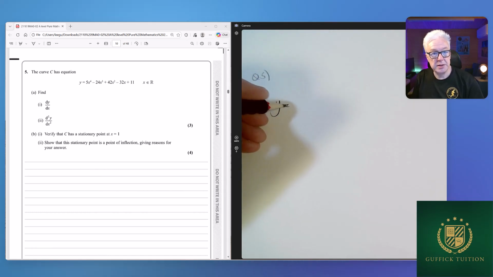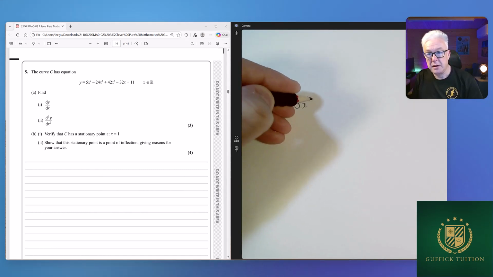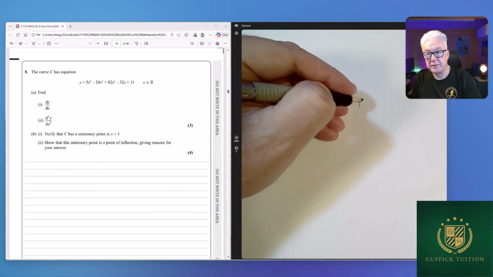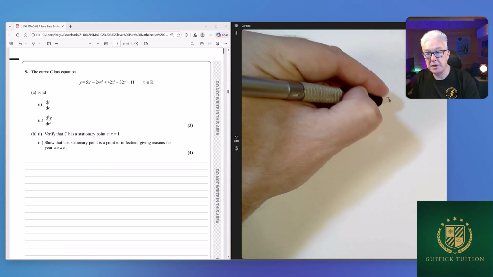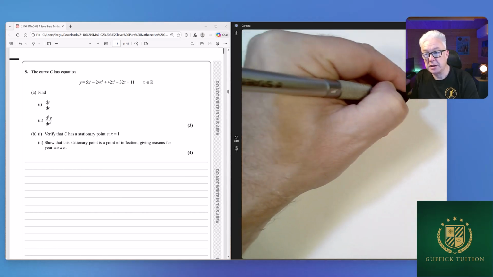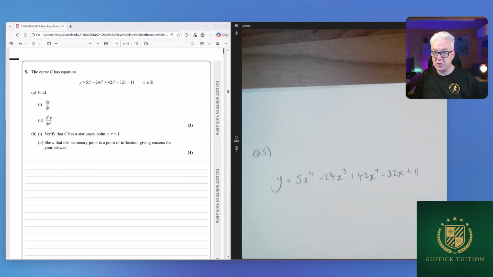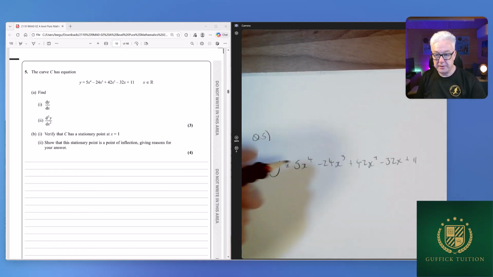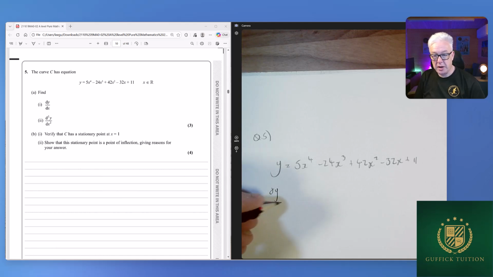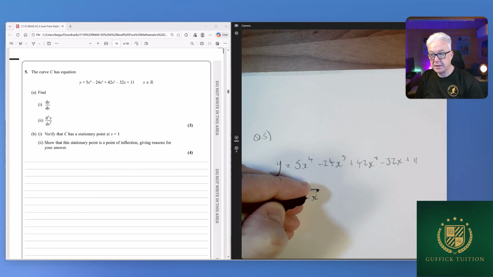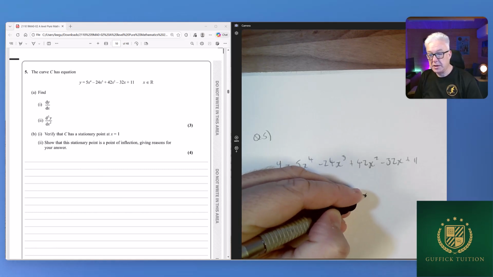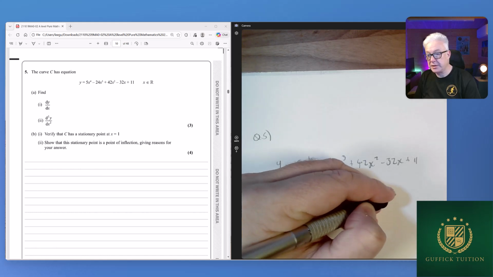Okay, so y is equal to 5x to the 4 minus 24x cubed plus 42x squared minus 32x plus 11. Just make sure that we can all see that, everybody. Now let's differentiate that. So our dy by dx is therefore going to equal 20x cubed minus 72x squared plus 84x minus 32.